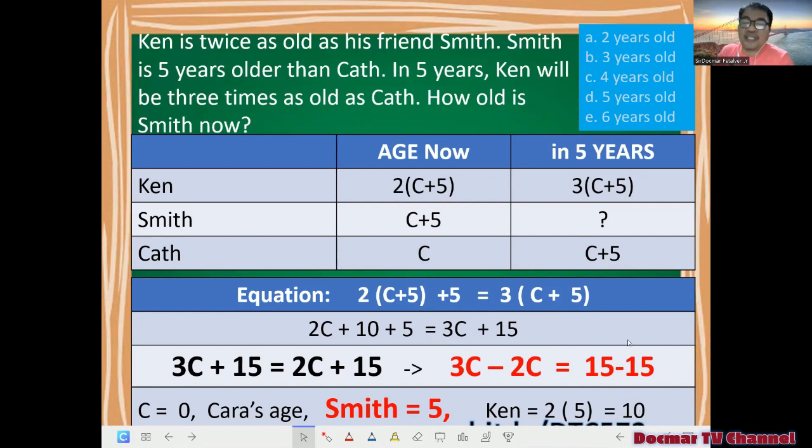So by substitution, tingnan natin. 0 plus 5. So Kat in 5 years is 5 years. And Ken in 5 years is 3 times 10 is 30. Okay, 3 times 0. And 3 times 5 is 15 in 5 years. Okay?